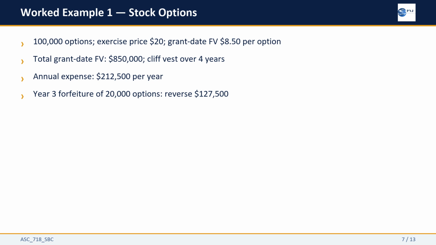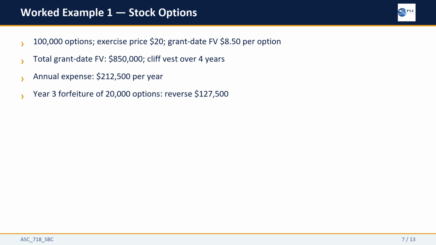The first worked example is a standard stock option grant. 100,000 options with an exercise price of $20, a grant date Black-Scholes fair value of $8.50 per option, cliff vesting after 4 years. Total grant date fair value is $850,000. Annual SBC expense is $850,000 divided by 4 years, $212,500 per year, every year for 4 years.